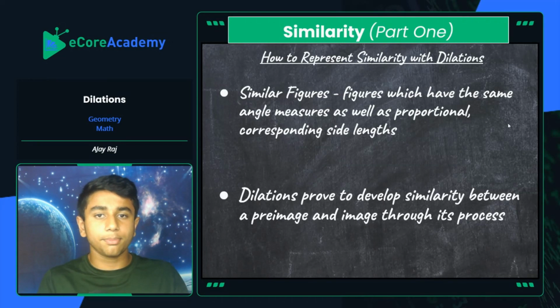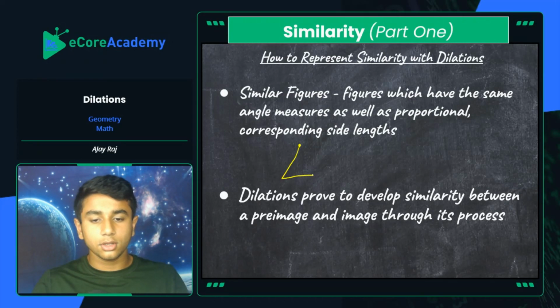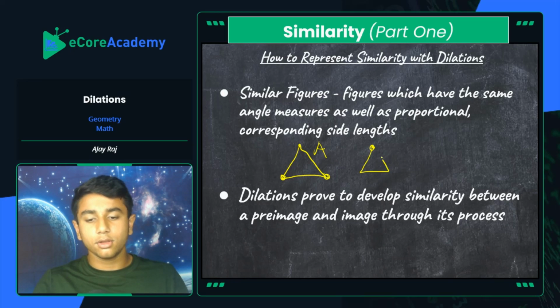Now, if you can recall, the pre-image is the figure that's originally given, and the image is the output, the product that results after a transformation is conducted. So dilations help prove the similarity process, and I will draw this little example here. If you're given a triangle like this, we'll label it triangle A, and we're given another triangle, triangle B.